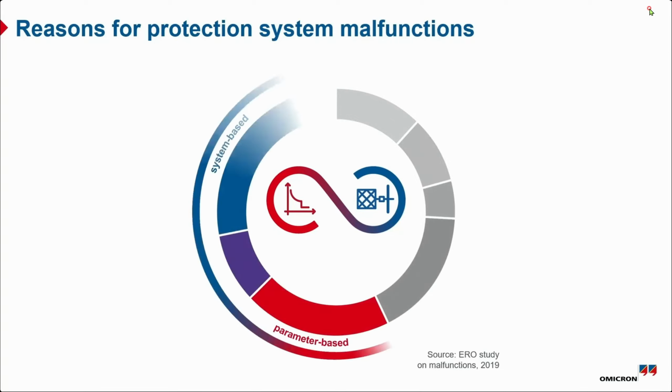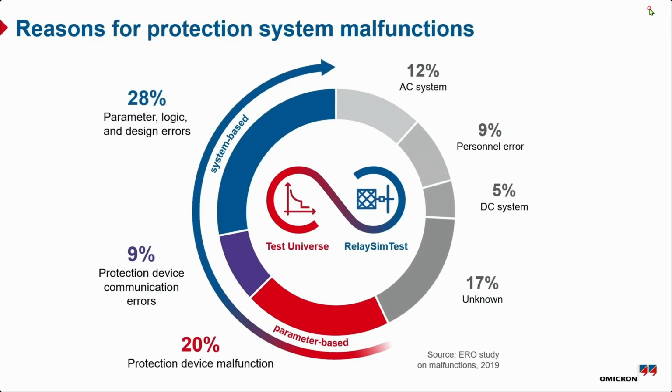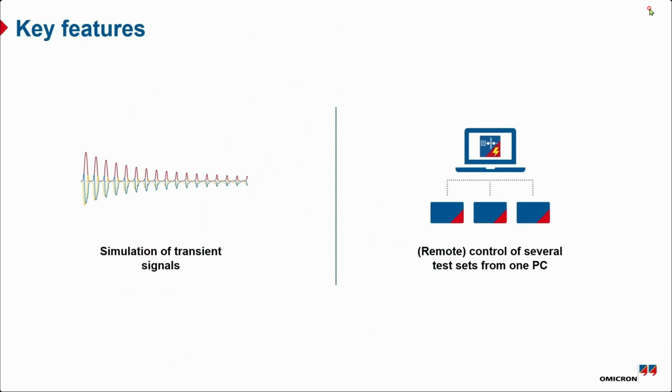Studies have shown that more than a quarter of malfunctions in the protection scheme are due to errors in parameters and design. This can be an incorrectly set parameter or an insufficiently chosen protection function. The main key features of RelaySimTest consist of the usage of transient signals to maximize the realistic behavior during events.